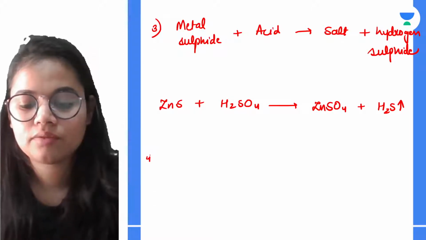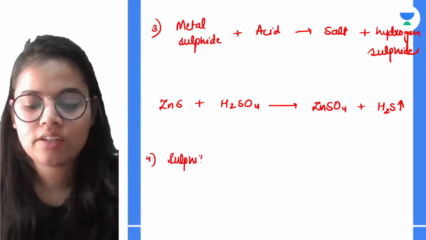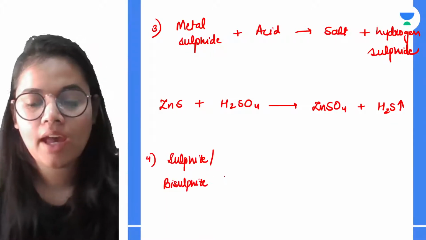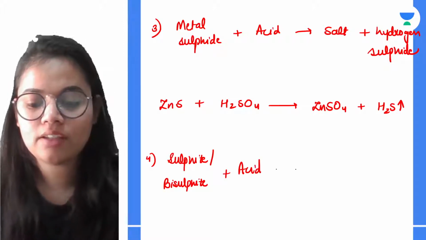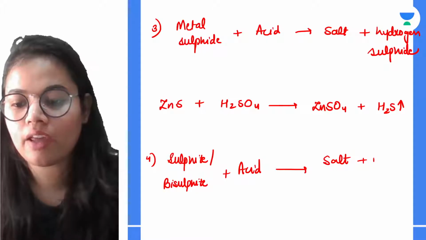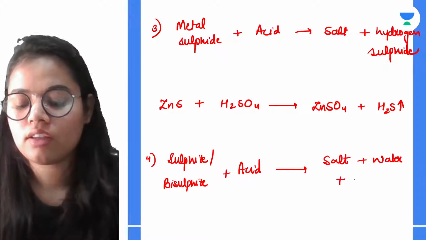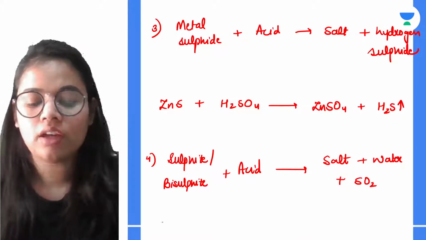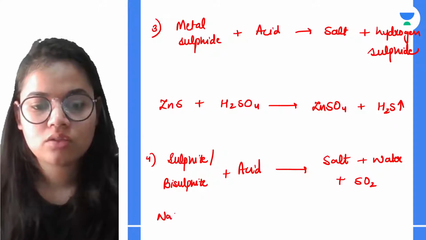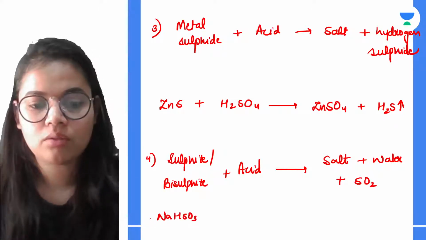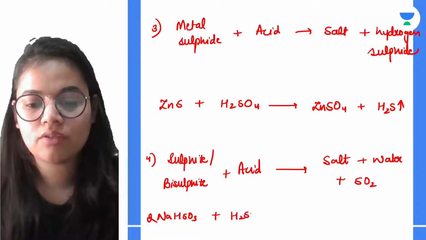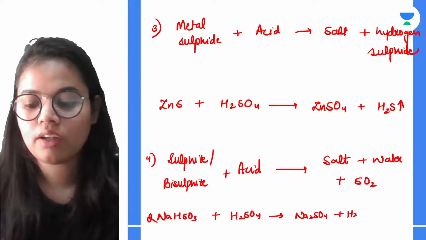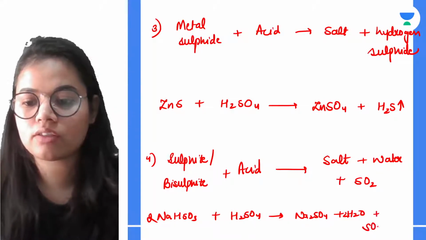And at the last, when we take any sulfite or bisulfite and make it react with acid, in this case with salt and water, we get sulfur dioxide gas. Now if we have taken sodium hydrogen sulfite and it reacts with sulfuric acid, what will we get? We will get salt, we will get water, and of course the sulfur dioxide gas.